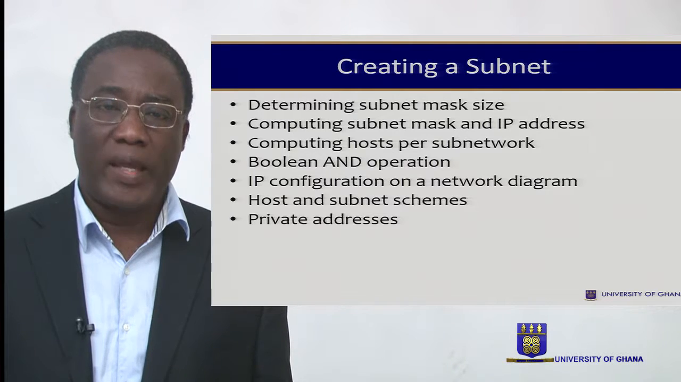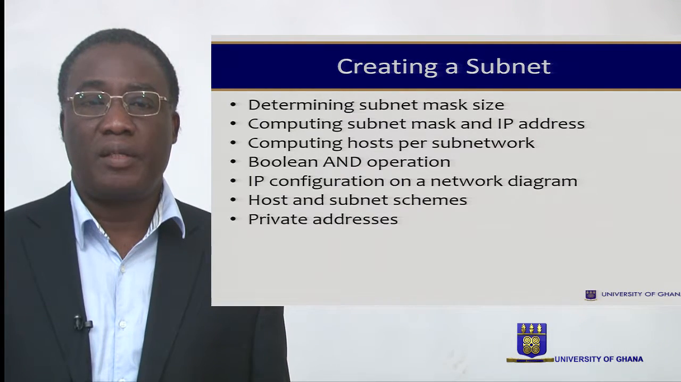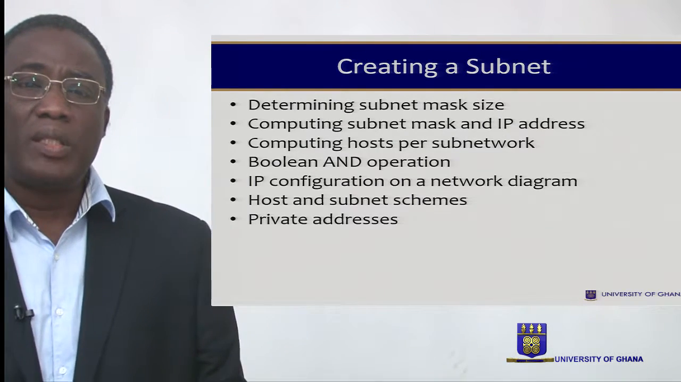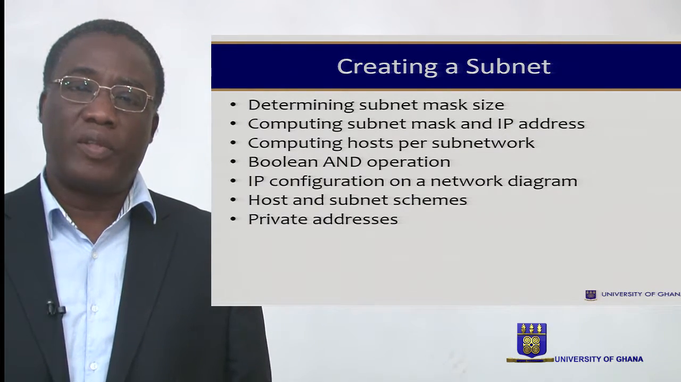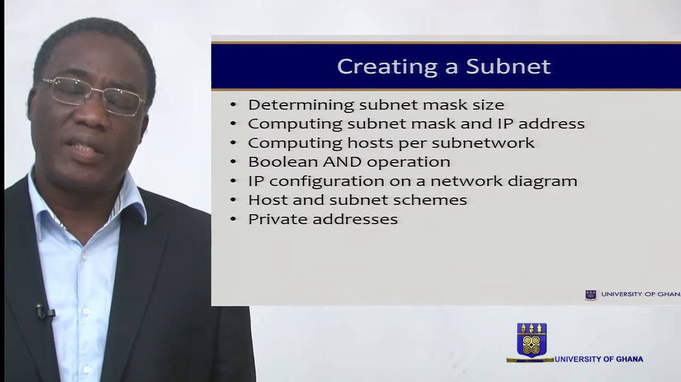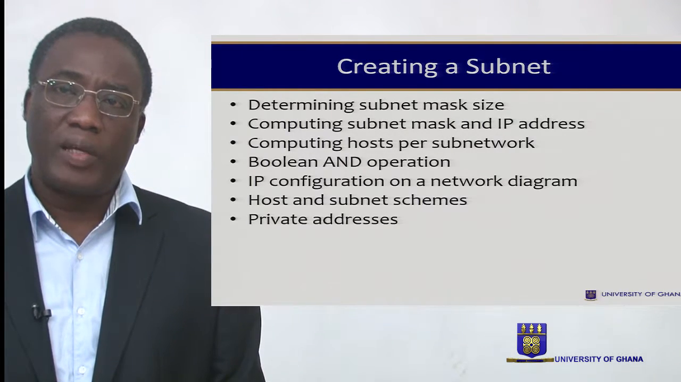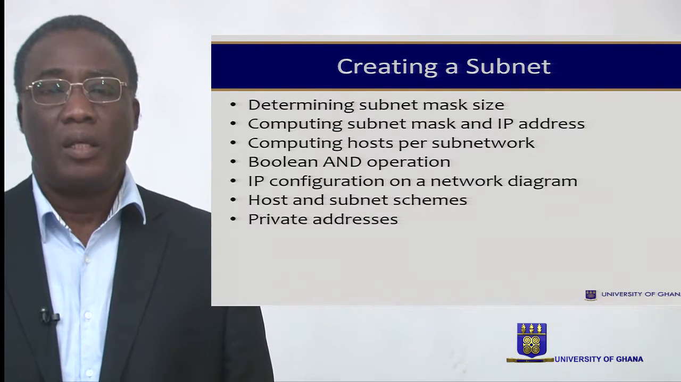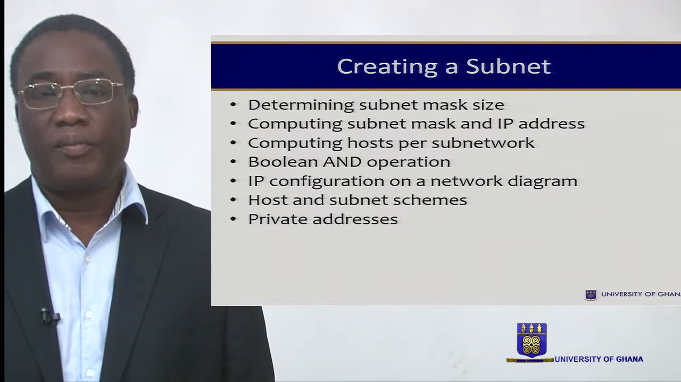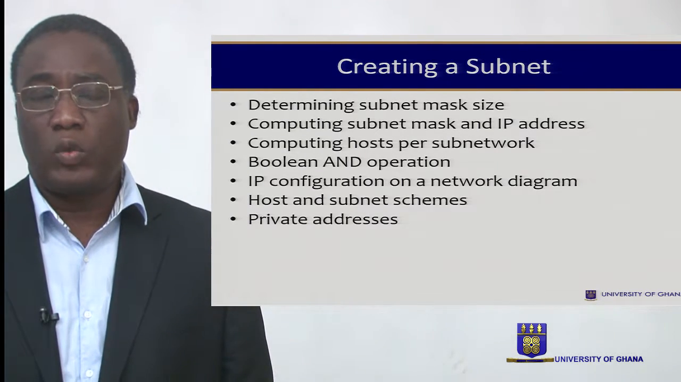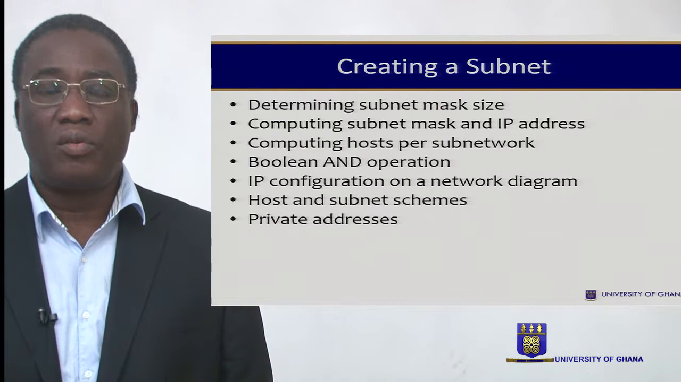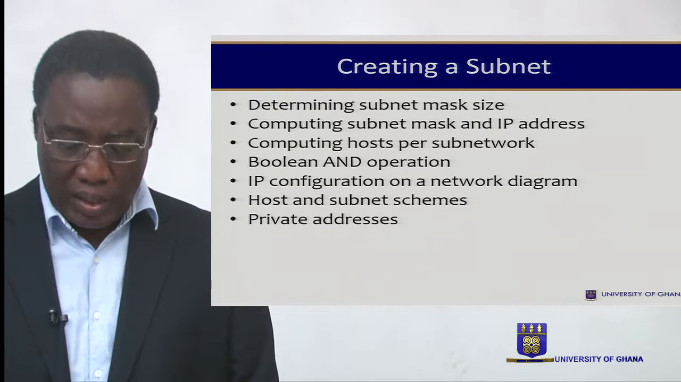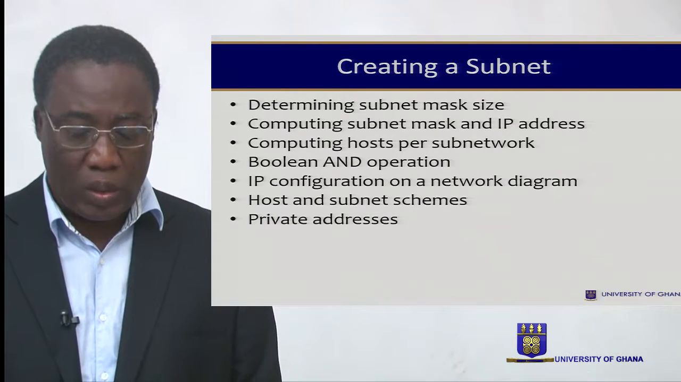Then you have to work out the subnet mask and IP address. You then compute the number of hosts that will be required for the subnet. Because you have the subnet mask, you know the number of bits remaining for the host, so you can work out the number of hosts per subnet. You then do a Boolean AND operation, then IP configuration and network diagram, such as Packet Tracer, and then you can do the host and subnet schemes, and then you can determine the private addresses as well.